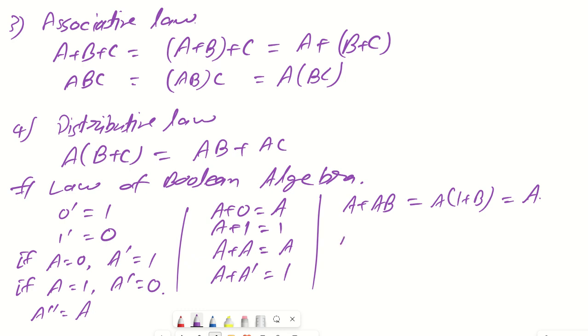Now let us say a plus a prime b, then what result do you get? It is going to give you a plus b. So this is how the laws of Boolean algebra work. Now we have some other laws as well. Let us say De Morgan's theorem and all those theorems, so we'll see those. So next is De Morgan's theorem.